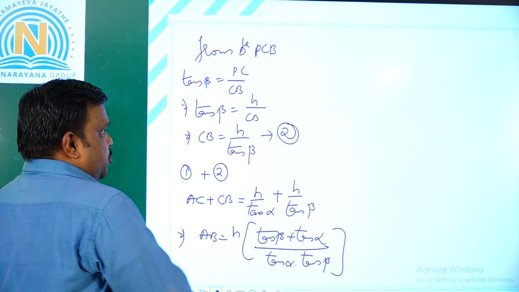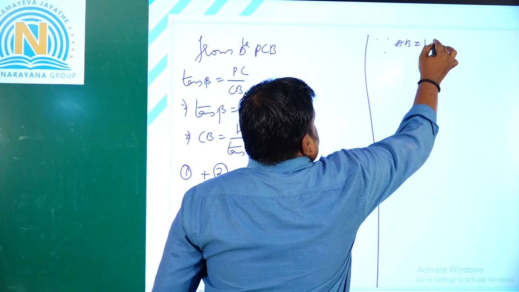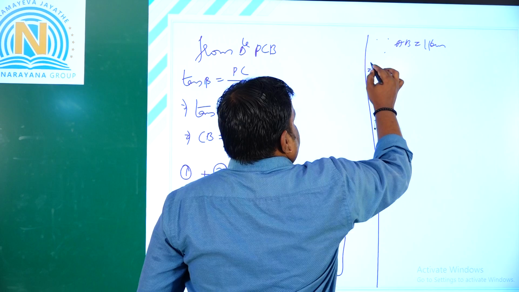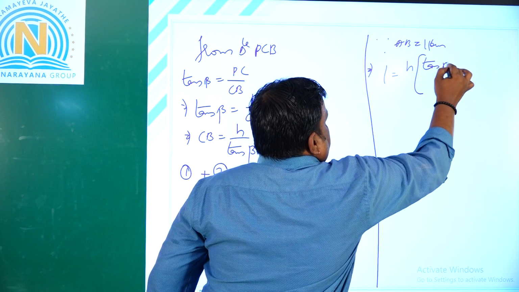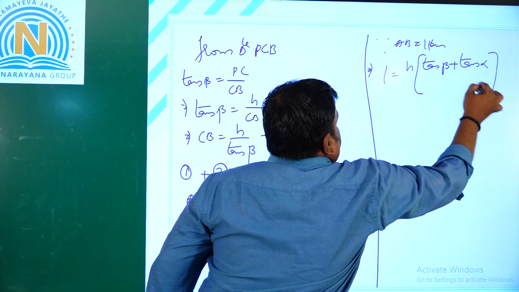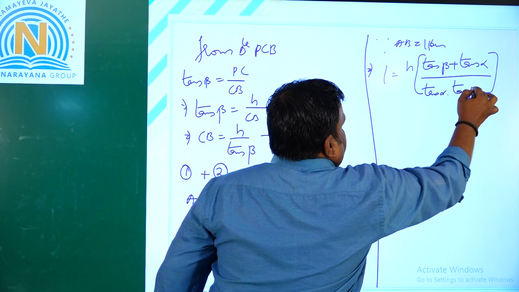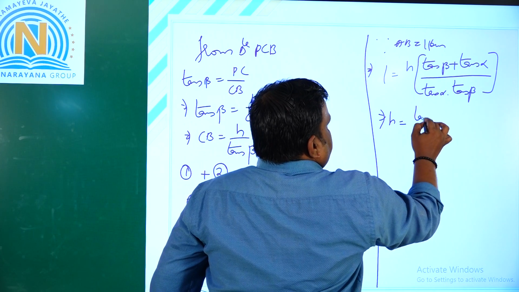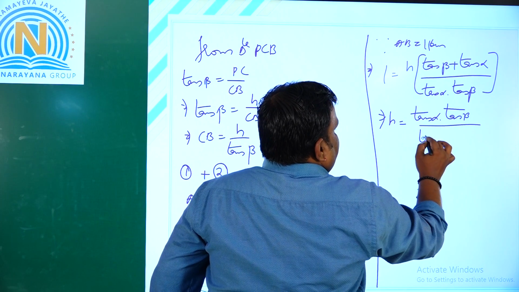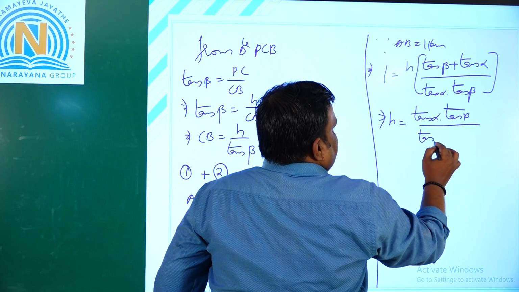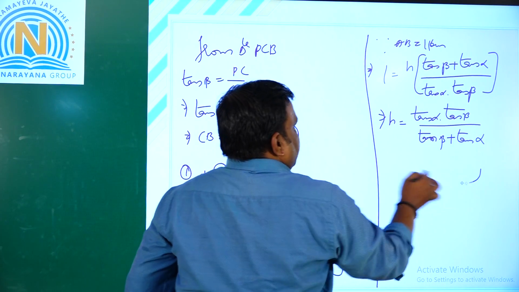But what is the distance between the two stones? It is given as 1 kilometer. So since AB is equal to 1 kilometer, substitute here. That means 1 is equal to H into tan beta plus tan alpha, by tan alpha into tan beta. From here, on cross multiplying, H is equal to tan alpha into tan beta by tan beta plus tan alpha. This is what I have to prove.